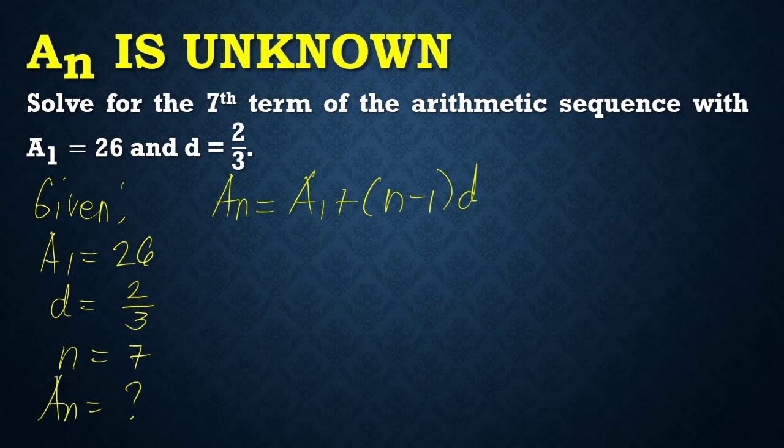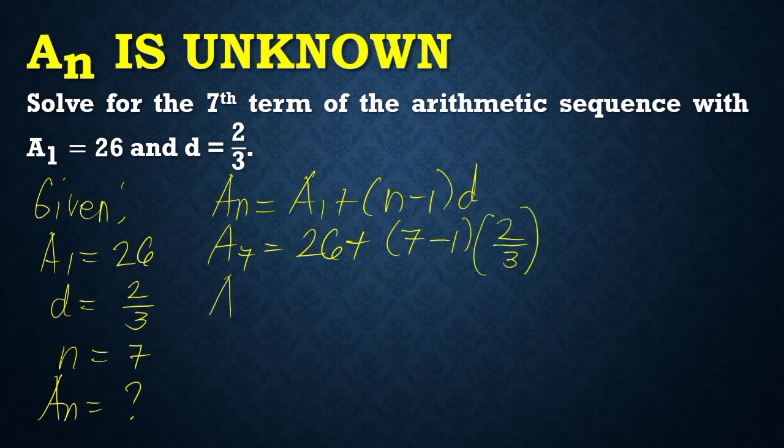So, A sub n, magiging A sub 7 is equal to the first term, 26, plus n, that is 7, minus 1, times the common difference, that is 2/3. Okay, A sub 7 is equal to 26, plus the difference between 7 and 1, that is 6 times 2/3.